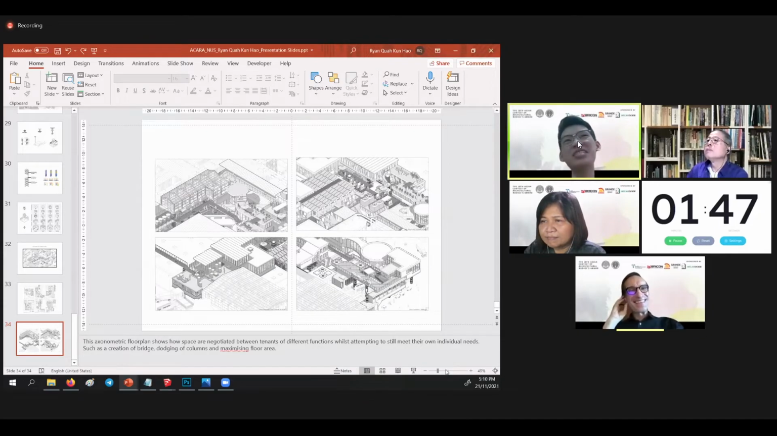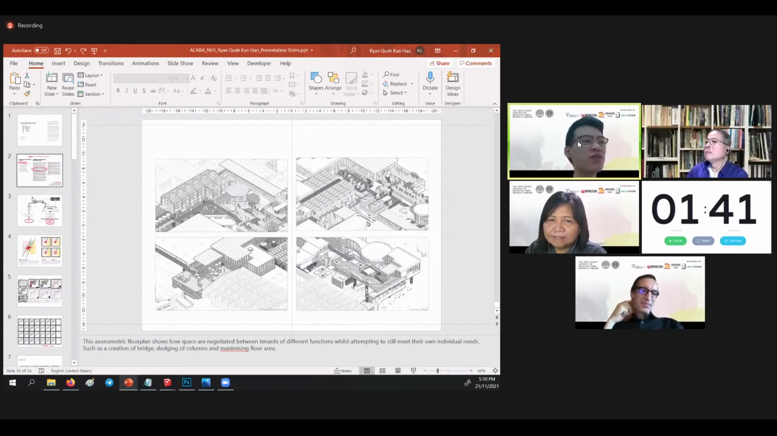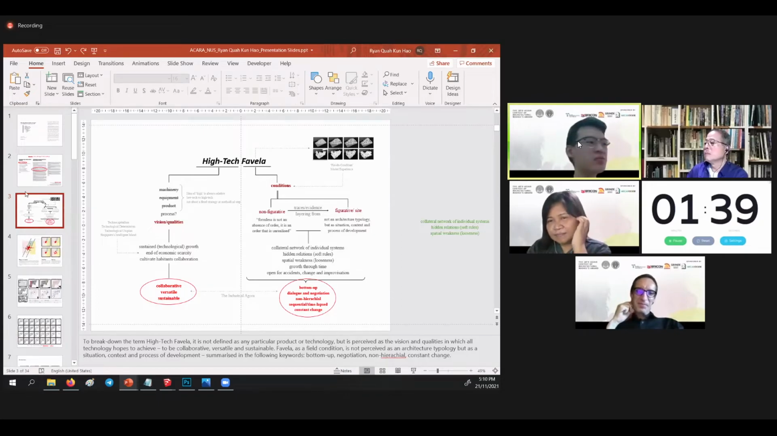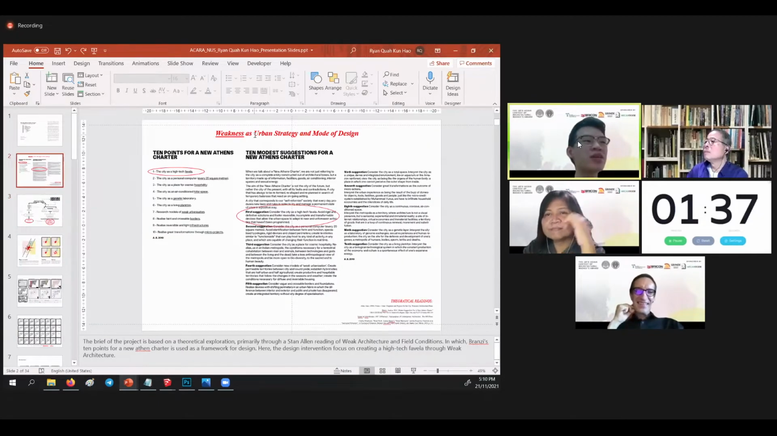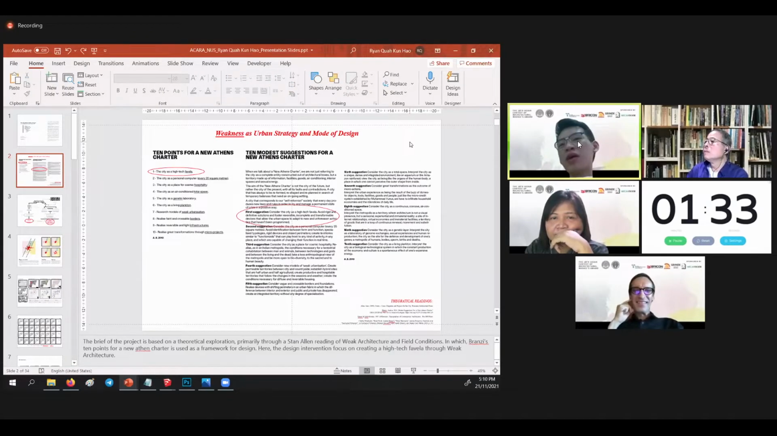Yeah, that's why this project's brief was actually very challenging for bachelor students, right at the start, where they say that we are supposed to use weakness as an urban strategy, where a lot of our skill sets are actually very strong with precise backings. That's why, yeah.